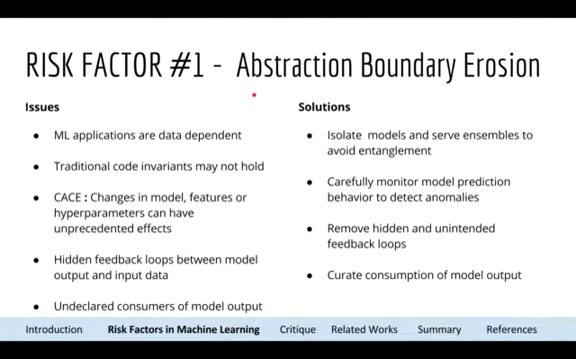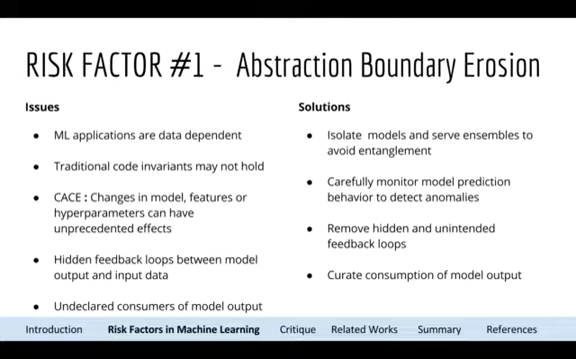The first risk factor is abstraction boundary erosion. Complex models can erode traditional abstraction boundaries in the code. Tweaks in the model, such as adding features or tuning hyperparameters, or the existence of hidden feedback loops between model output and input features could have unprecedented consequences. For example, adding a new feature will alter the weights of all the other features.